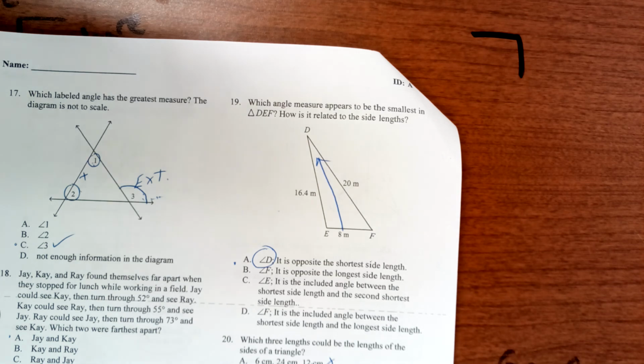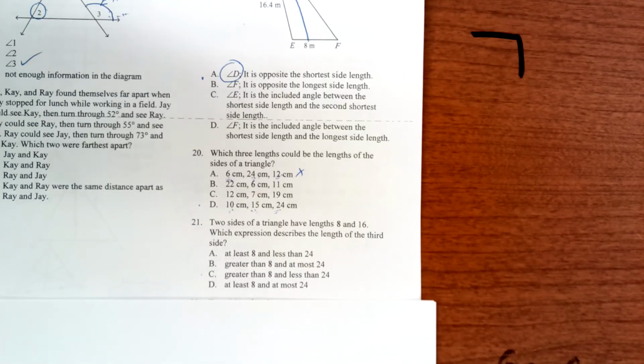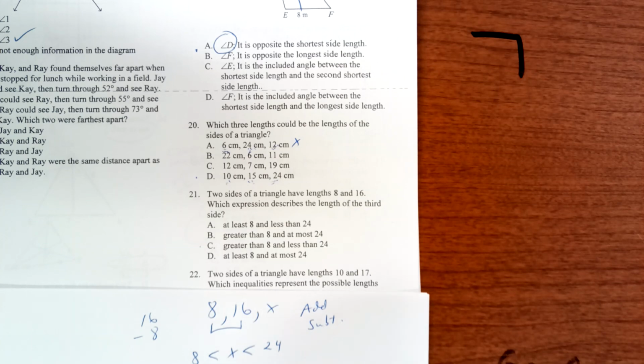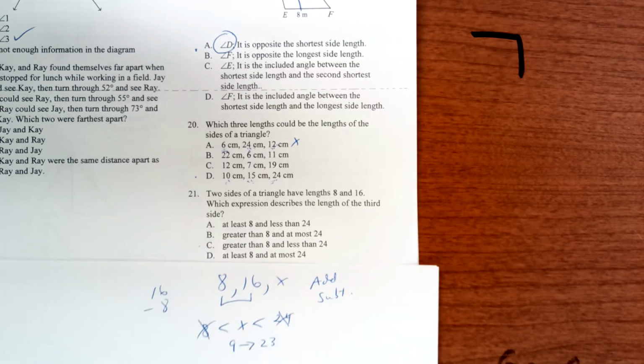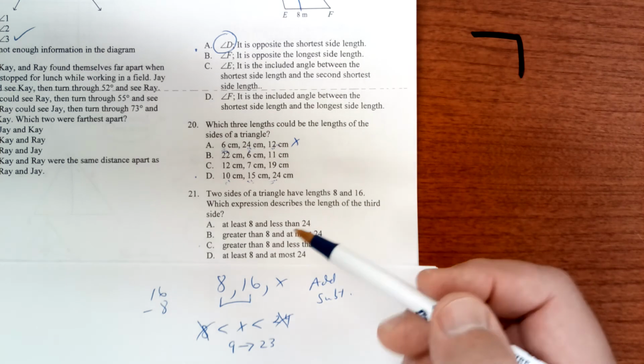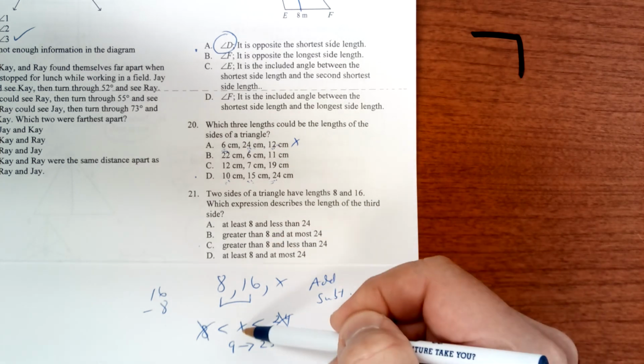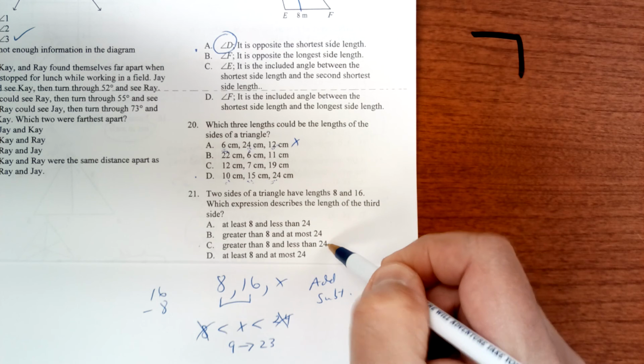All right, so 21. Two sides of a triangle have those lengths. So 8 and 16, and you're looking for the third one. To get the third one, you got to add these up. Remember, add and subtract. When you add that up, you get 24. And when you subtract those, 16 minus 8 is 8. So it can be 9 all the way up to 23. It can't be 8, and it can't be that one. It has to be greater than 8, but less than 24. I'm going to go with this one, and that's the answer.